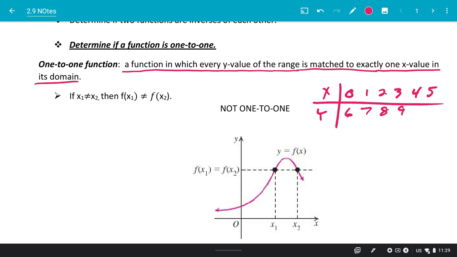Could I then do this? Is that still a function? It didn't matter that the y was repeated, did it? The only way I could make this not be a function would be to have a repeated input, yes?